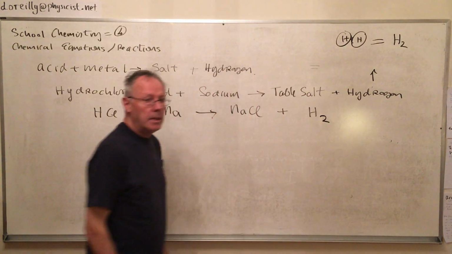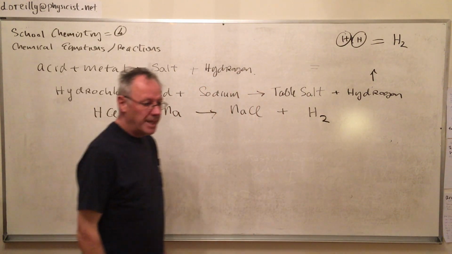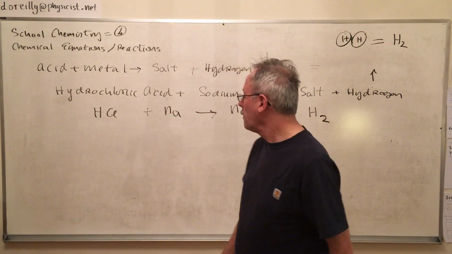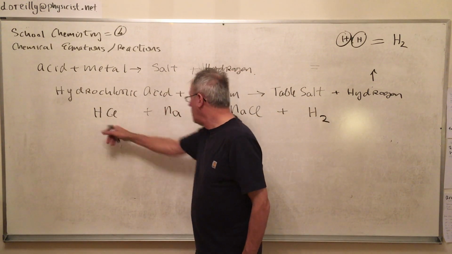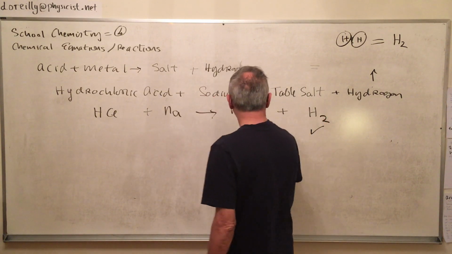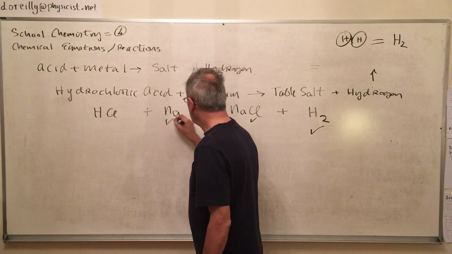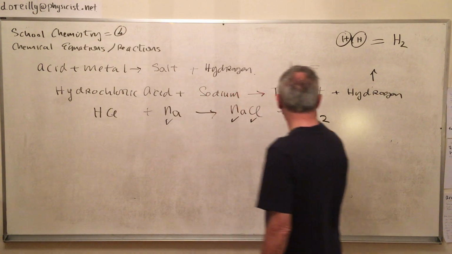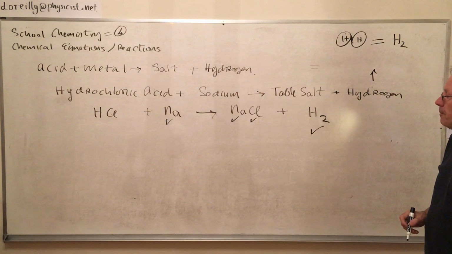Now the equation is disturbed. What's wrong with it? It's not balanced. Let's see why. We have one hydrogen here, but we have two over here. We have one chlorine here, that's fine. One sodium here, that's fine. This one is the only problem, okay?